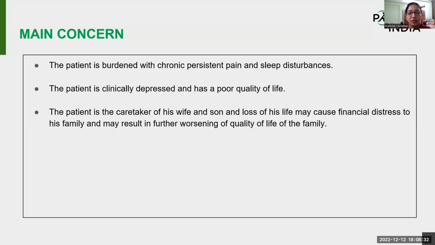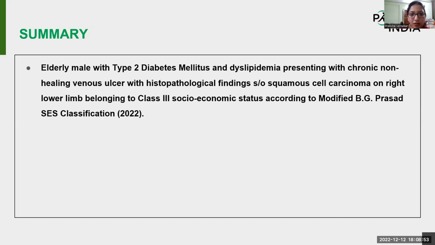The patient is burdened with chronic persistent pain and sleep disturbances. He is also clinically depressed and has a poor quality of life. And the patient is caretaker of his wife and son, and loss of his life may cause financial distress to his family and may further result in worsening of quality of life of the family.